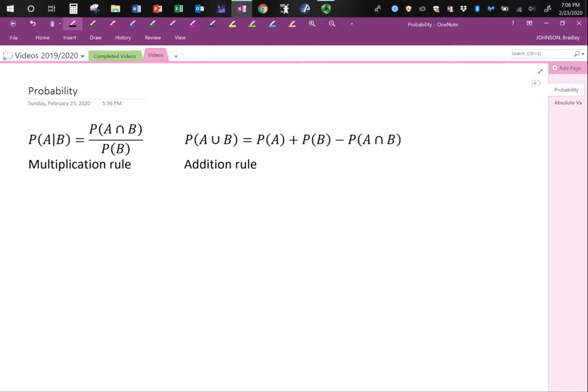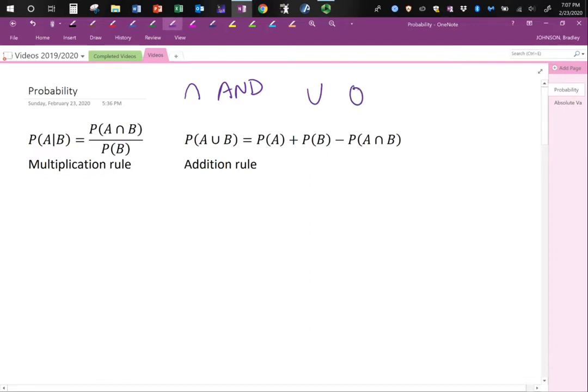And we say the first rule, the multiplication rule, as probability of A given B, that's the vertical bar, given, it's a conditional probability, is equal to the probability of A intersect B. Intersection we will think of as an AND statement, so I'll think of this as AND, divided by the probability of just B.